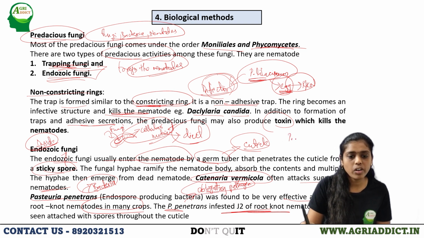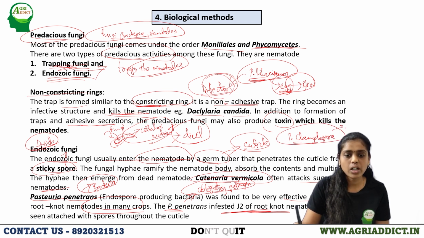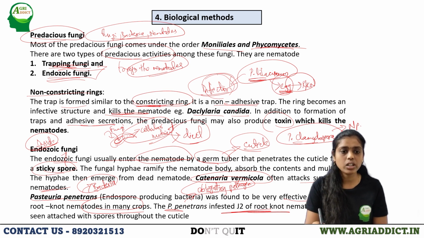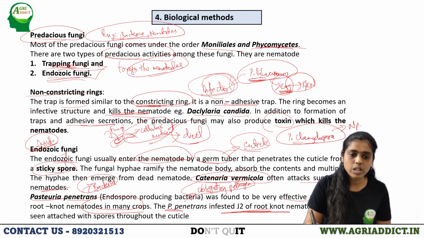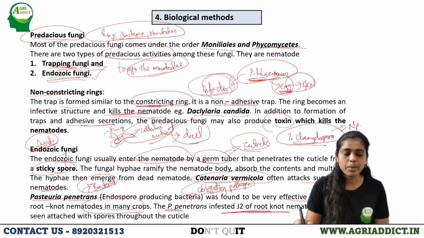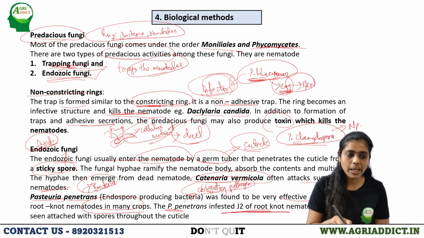And one more is Pochonia chlamydosporia. This is a fungus which also controls the nematode population. There are mainly three types of biocontrol agents, fungi or bacteria, which control the nematode: Paecilomyces lilacinum, Pochonia chlamydosporia, and also Pasteuria penetrans, which mainly control the nematode population and have shown to be very effective in nature.